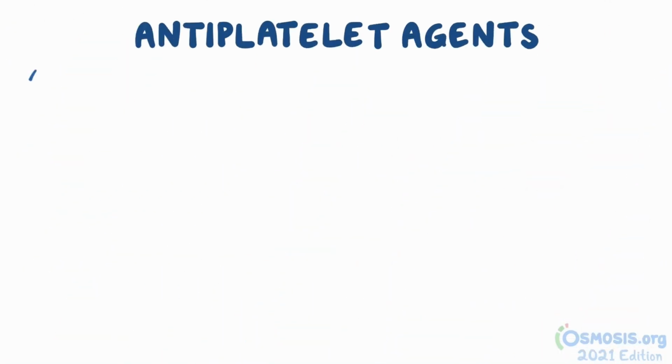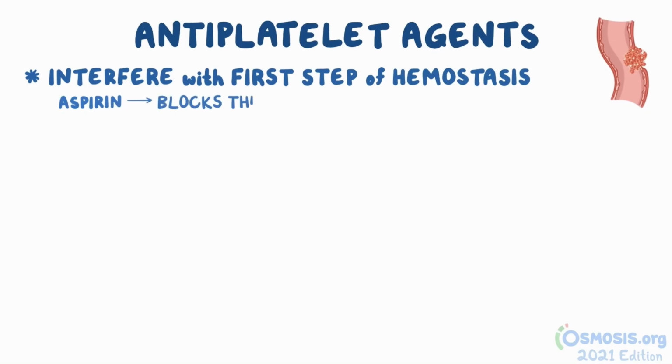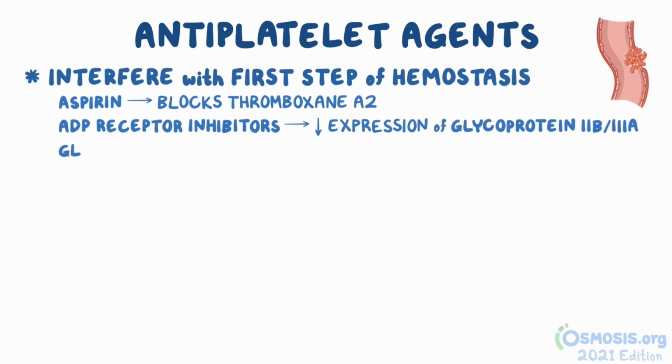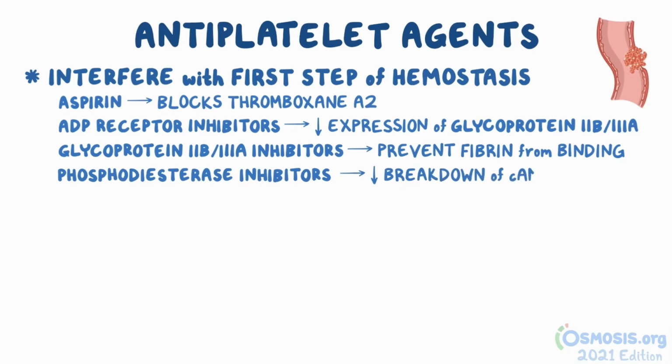Alright, as a quick recap, antiplatelet agents are medications that interfere with the first step of hemostasis, which is platelet plug formation. Aspirin works by blocking thromboxane A2. ADP receptor inhibitors prevent platelet aggregation by decreasing the expression of glycoprotein 2B3A, while 2B3A inhibitors attach to these proteins directly and prevent fibrin from binding. Finally, phosphodiesterase inhibitors decrease the breakdown of cAMP, which is a potent inhibitor of platelet aggregation.